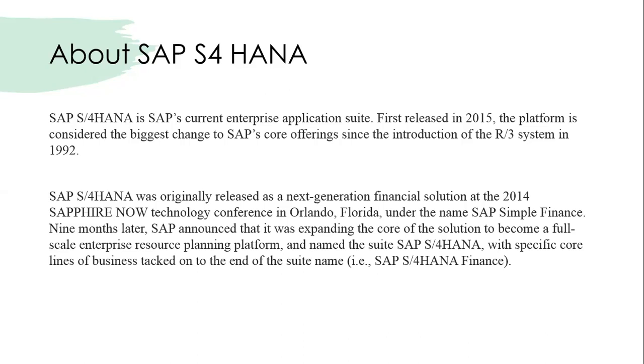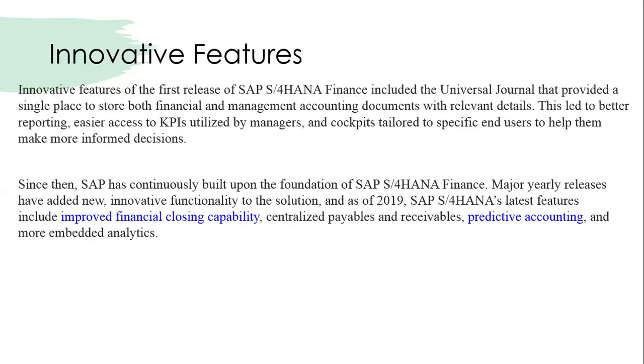And of course, the plan changed, and SAP saw the need to have a full-fledged ERP system. It named this SAP S4 HANA, with specific core lines of business tacked on the end of this suite. That is, you have SAP S4 Finance, SAP S4 Material Management, Sales and Distribution, but our focus is on SAP S4 HANA Finance.